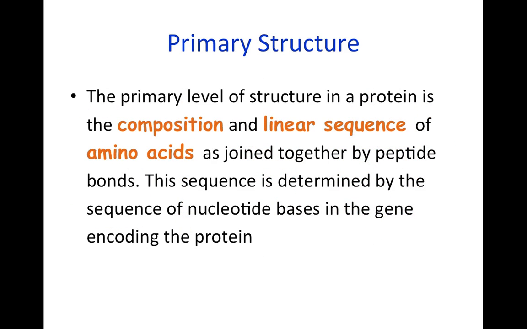Alright, so primary structure. The primary level of structure in a protein is the composition and linear sequence of amino acids as joined together by peptide bonds. This sequence is determined by the sequence of nucleotide bases in the gene encoding the protein. So basically the primary structure gives you the following information. It tells you what amino acids are present, and it also tells you the sequence in which these amino acids are joined together by peptide bonds.